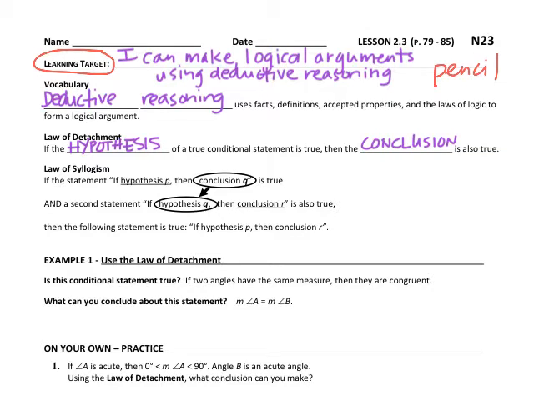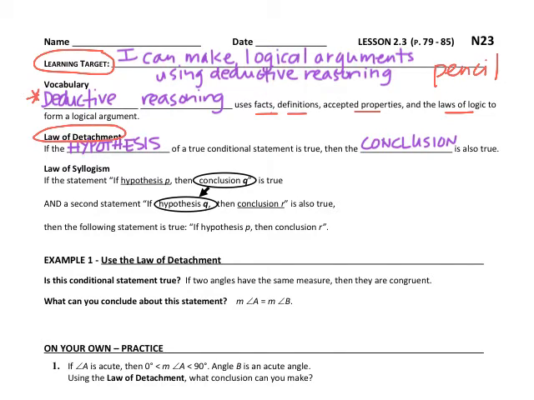The very first vocabulary is what this entire lesson is about, which is deductive reasoning. Deductive reasoning uses facts, definitions, laws of logic to form a logical argument. So deductive reasoning is much different than inductive reasoning, which we were learning about a couple of lessons ago. Inductive reasoning is where you're using patterns and observations to make decisions, but deductive reasoning is using facts, definitions, and laws of logic. One of those laws of logic is the law of detachment.